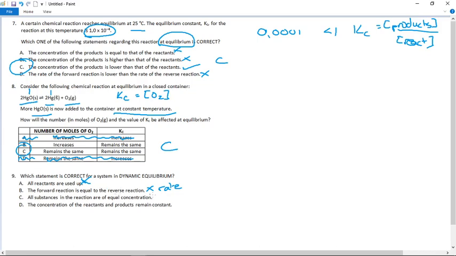All substances in the reaction are of equal concentration. No, that's rubbish. You can change all of the concentrations of things in the reaction in all different weird ways in an equilibrium reaction. And D is correct. The concentration of reactants and products remains constant because the forward reaction that uses up the reactants is proceeding at the same rate as the backward reaction, which uses up the products.